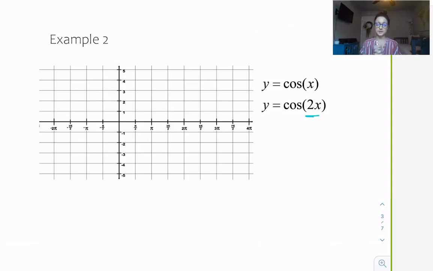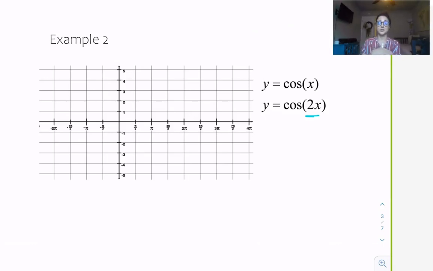Okay, so another way to think about this is, what is the period of your parent function? The period of the parent function is 2 pi. So since you have a horizontal compression, you're now going to have 2 peaks and valleys between 0 and 2 pi.